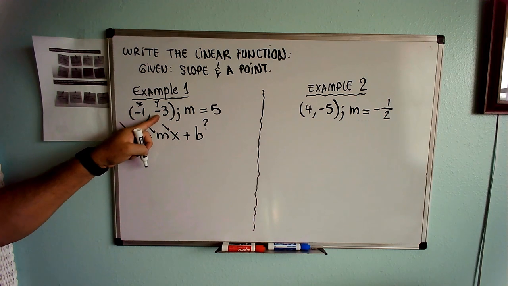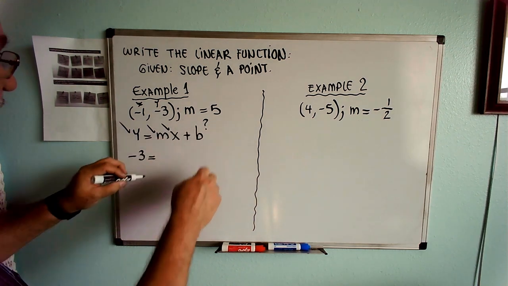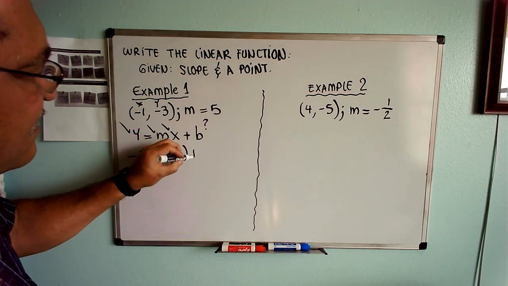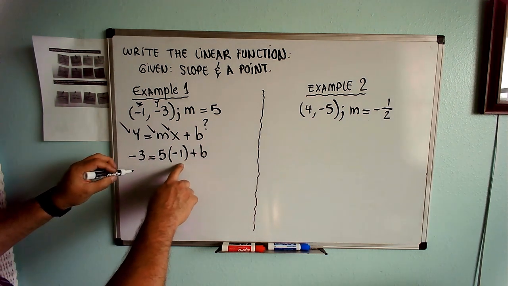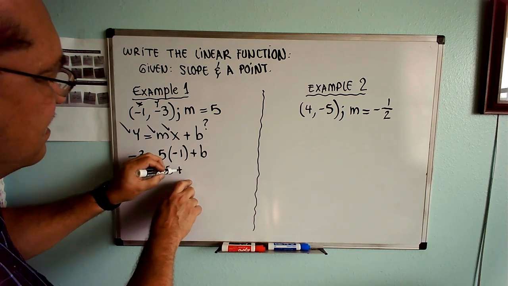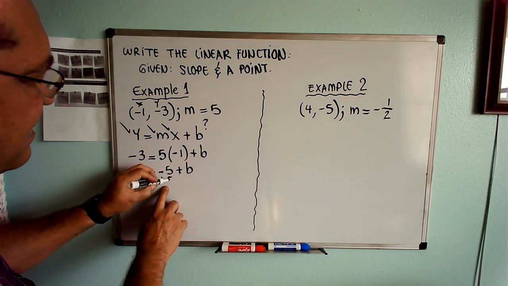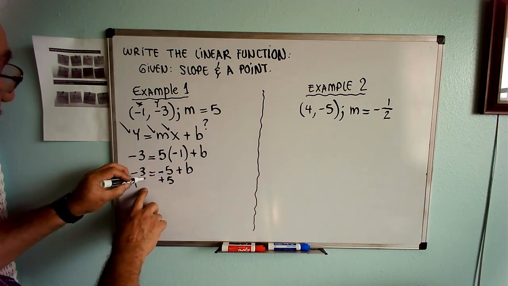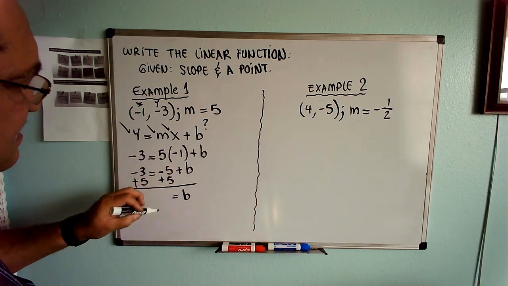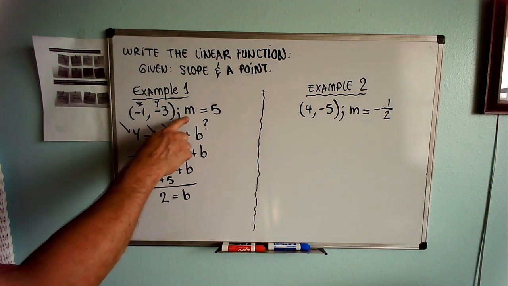So let's do the substitution. Negative 3 replaces y, m is 5, x is negative 1, plus b. 5 times negative 1 is negative 5. So negative 3 equals negative 5 plus b. The opposite of negative 5 is positive 5, so we add 5 on the right and on the left side to solve for b. So b equals negative 3 plus 5, positive 2. Then b is positive 2 and the slope is 5.